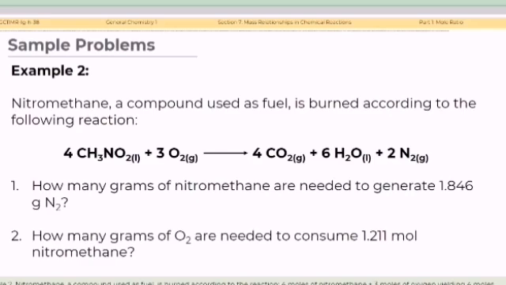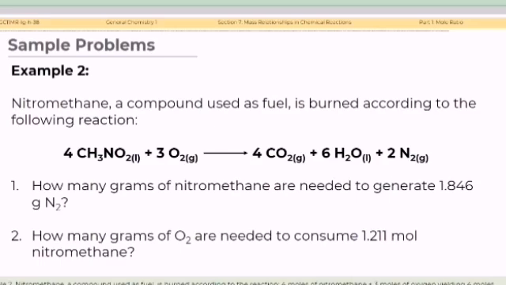Let's have example number 2. For example number 1, congratulations, you did a great job. Now, let us move to a more complex one. Example number 2. Nitromethane, a compound used as fuel, is burned according to the reaction.